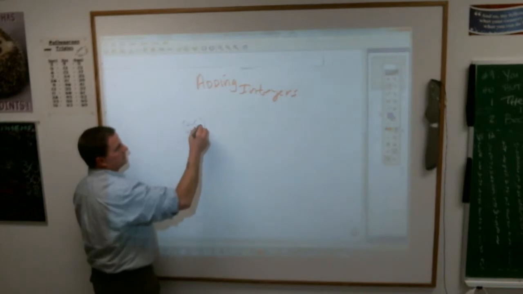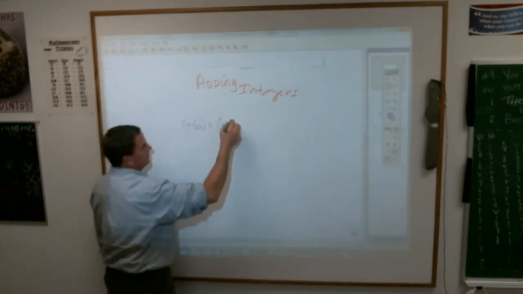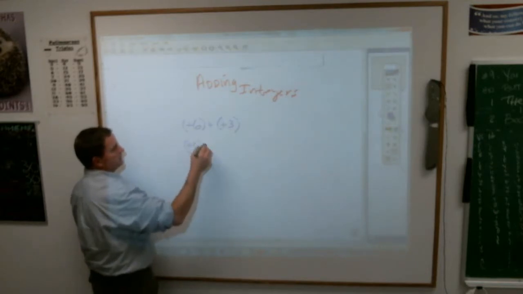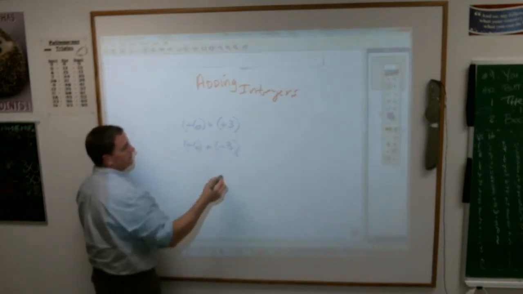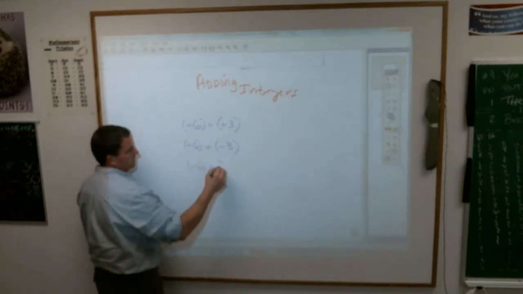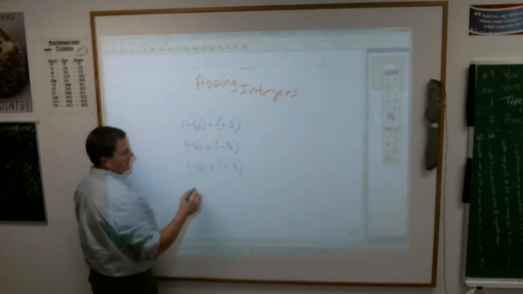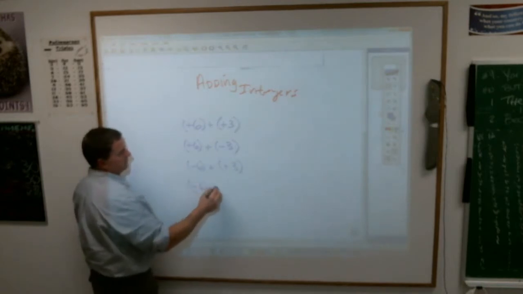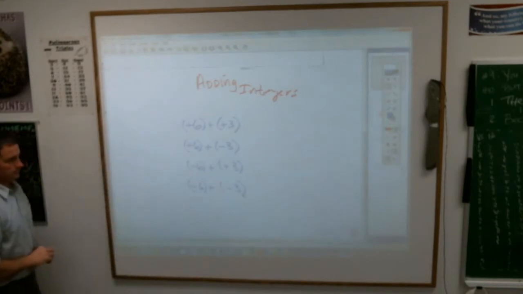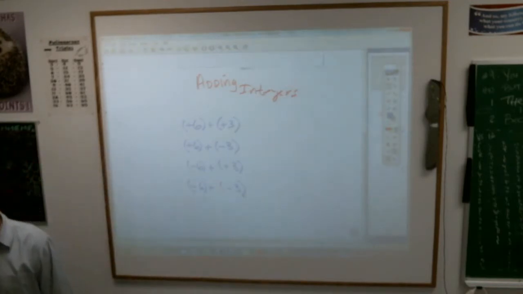Plus 6, plus 3. What if it was plus 6 plus a negative 3? What if it was a negative 6 plus 3, and a negative 6 plus a minus 3? Have we done this before? No, we didn't like it. Alright.